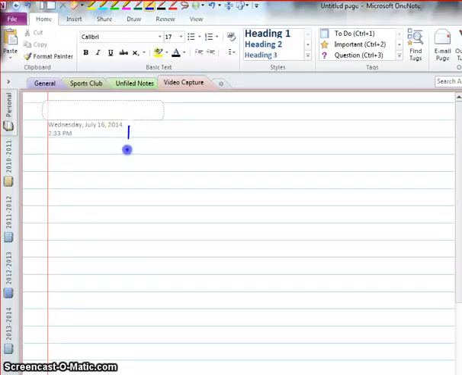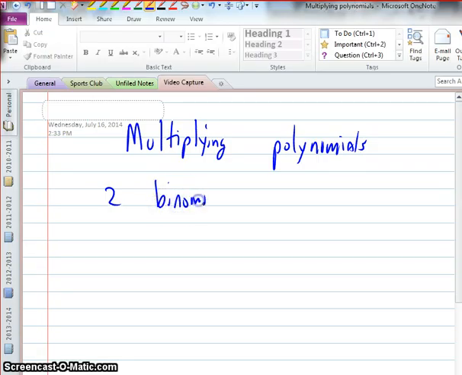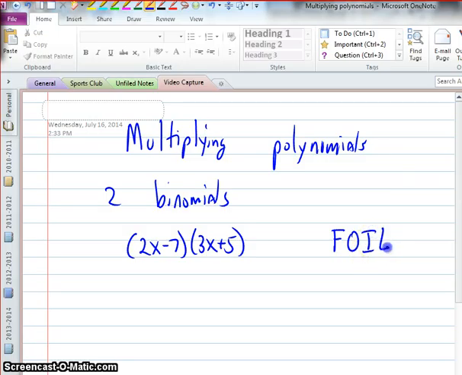Okay, this is our last lesson in polynomials, and similar to last time, it's multiplying, but we're going to be doing bigger polynomials. We're going to start with the idea of multiplying two binomials together. For example, you might have 2x minus 7 times 3x plus 5. And this is where we're going to use something that we in math call the FOIL technique.